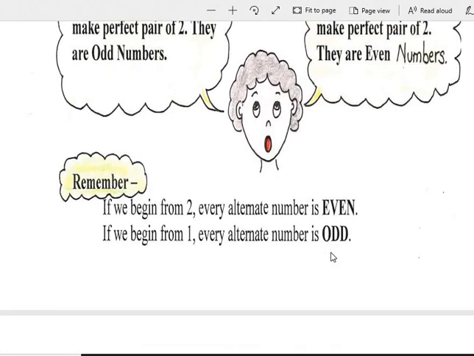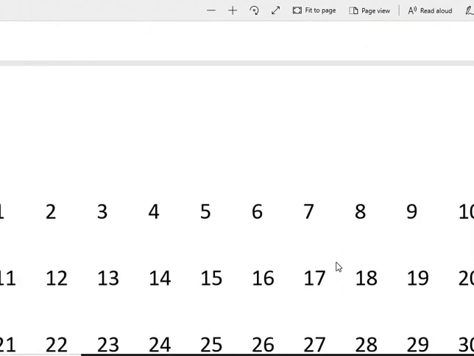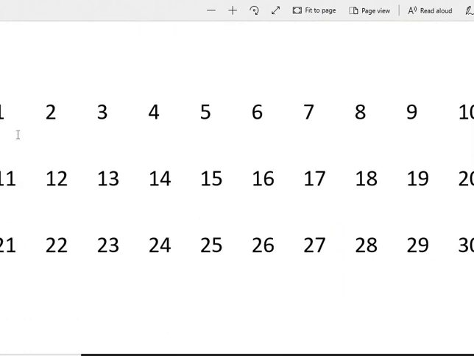Now something you need to remember here, that is, if we begin counting from 2, every alternate number, means you need to skip one number. So if you begin the counting from 2, every alternate number is an even number. Now if you begin from 1, every alternate number is odd. Now to make it more clear, I have written the counting here from 1 to 30.